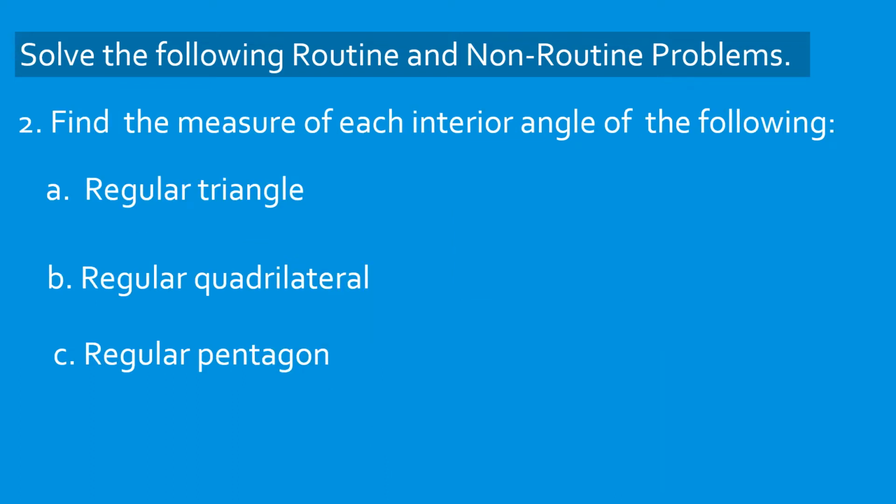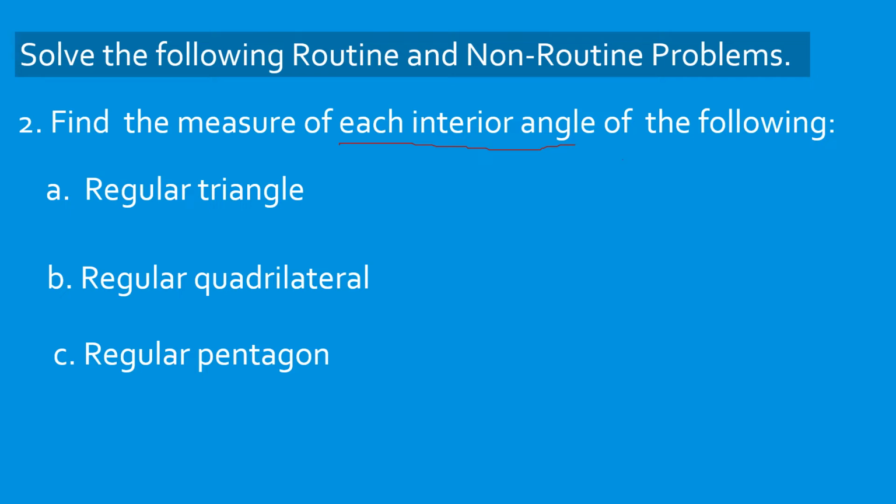Okay, so we have number 2 here. Find the measure of each interior angle of the following. So we have regular triangle, regular quadrilateral, and regular pentagon. So what do we know about regular? All the angles are congruent and all the sides are congruent. Now, we are asked to find the measure of each interior angle. It means we need to know first the sum of the interior angles.